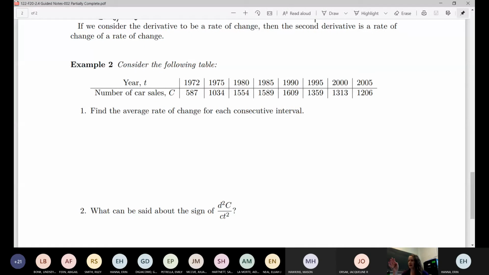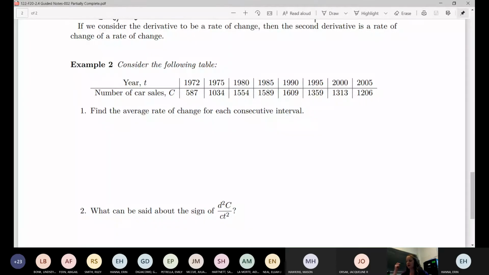So the one thing before I get there, this little piece at the top. Remember that the derivative is a rate of change, it's a slope. So that would mean that the second derivative is essentially a rate of change of rates of change. You can think of it as the change in slopes. So you're looking at how a rate of change, which is a slope, changes.